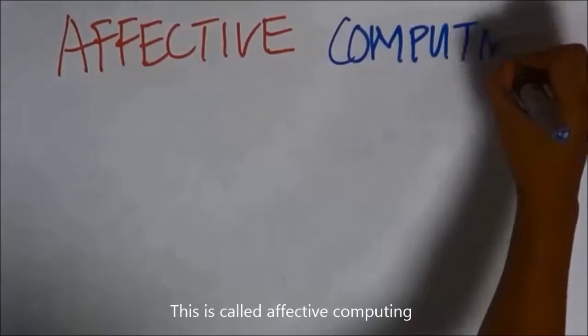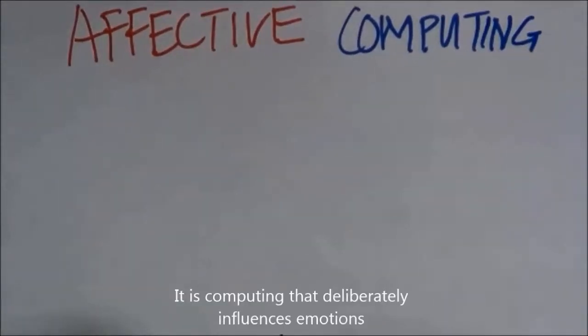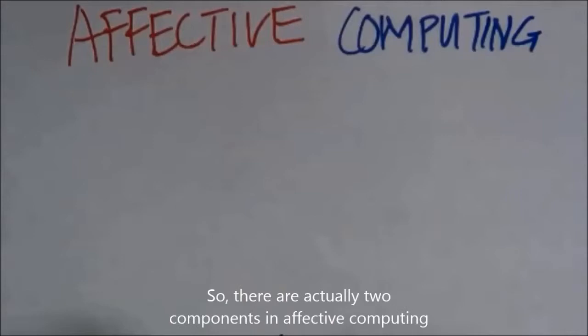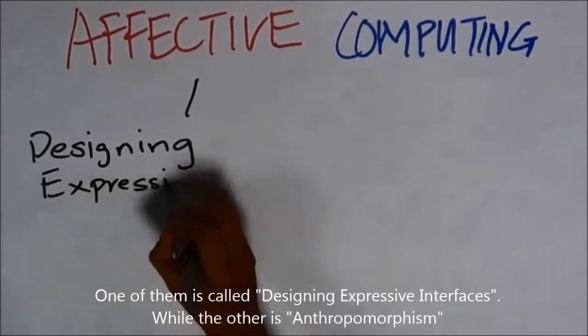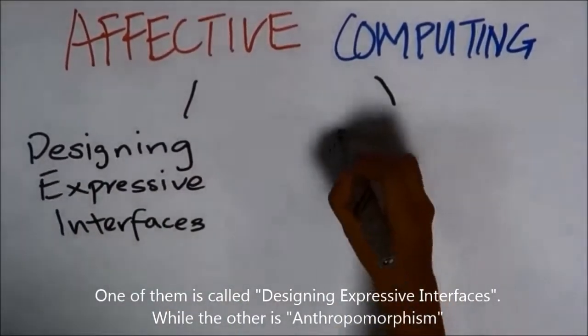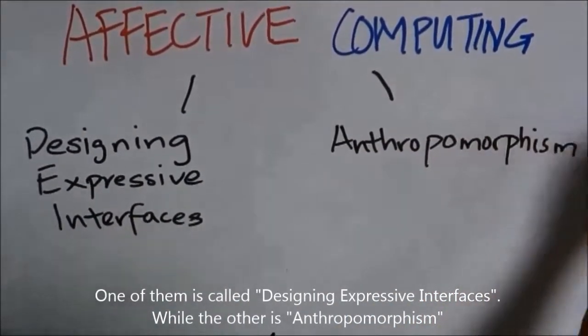This is called affective computing. It is computing that deliberately influences emotions. So, there are actually two components to affective computing. One of them is called designing expressive interfaces, while the other is anthropomorphism.